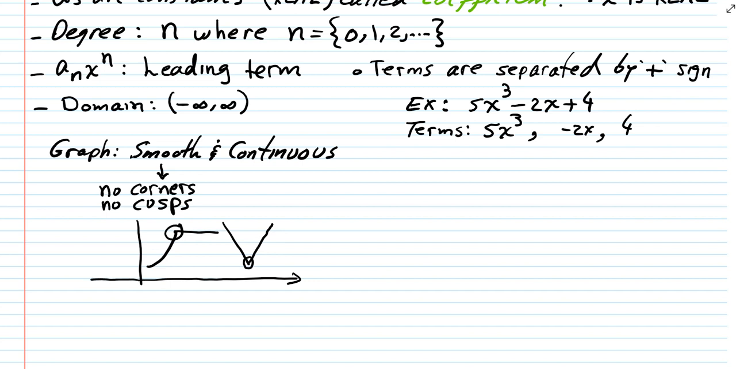What does a cusp look like? A cusp looks kind of like this. There you go, this is a cusp. That's what that is. And then, of course, cusp is C-U, my U looks like an O. And there you have it. So the polynomial functions are not going to do this.